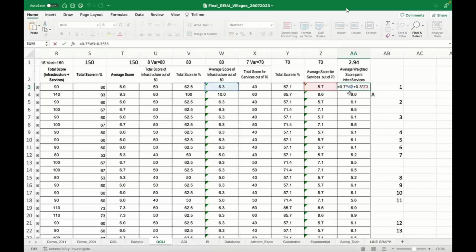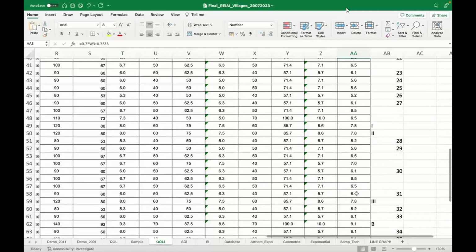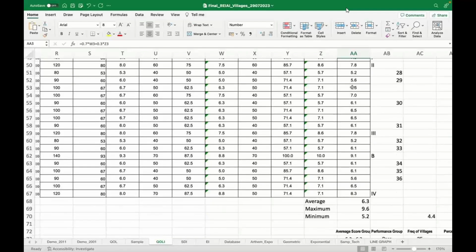See the formula what I did. Infrastructure ये है, उसका स्कोर ये है 0.70, यानी 70%, I have decided my criteria. So I have taken 0.7 and services का 0.3. Okay, you do it, scroll it, you will get village wise quality of life index data.